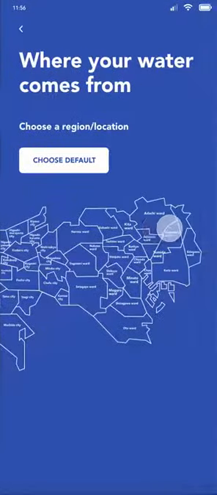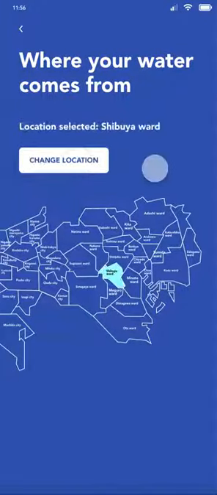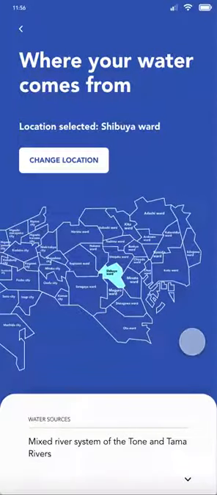and then we're redirected to a page where you can see where your water comes from based on where you live. Based on my saved location, I can select Shibuya Ward, and a pop-up screen will come out, telling me what the major sources of water here are.